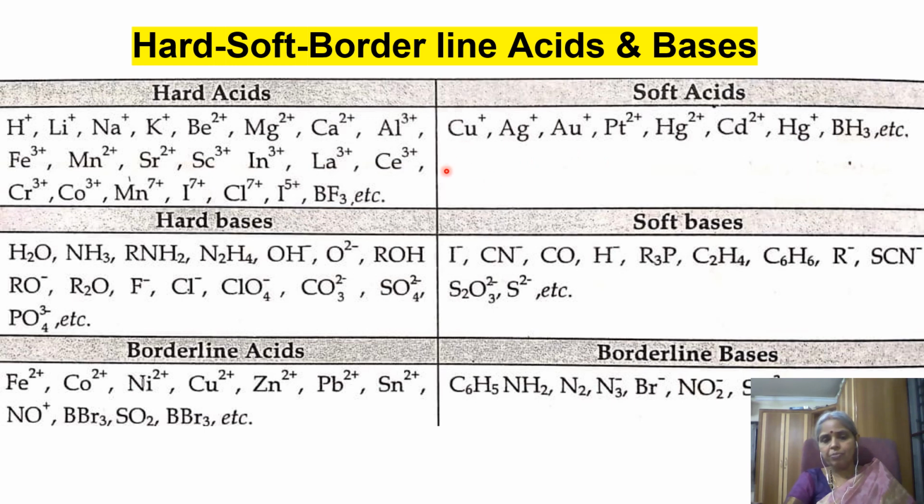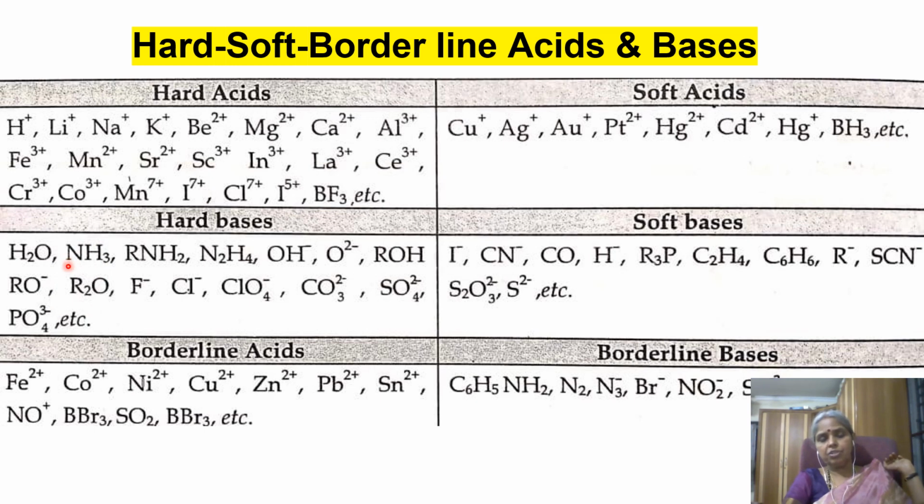You can see soft means low charge. Here all elements are having 2+, 3+ like that. Of course, alkali metals can have only +1, but if you look at the other ions, 2+, 3+, 4+, 5+ like that. But here you can see the charge is very little, only +1, +2, BH3, Hg+. So soft acids have big dimension, low charge, more polarizable, they form covalent compounds. You can see here hard acids, hard bases.